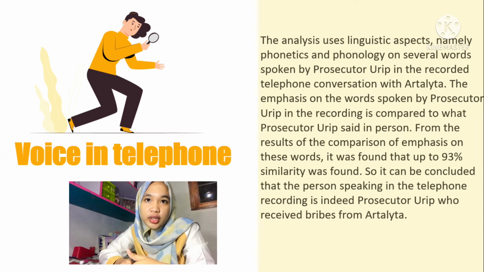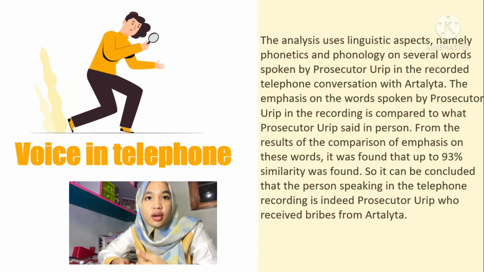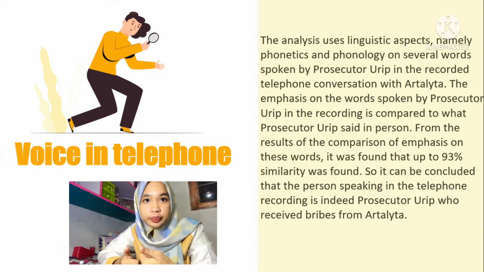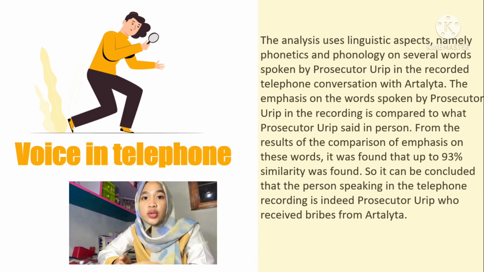Voice in telephone. The analysis uses linguistic aspects, namely phonetics and phonology, on several words spoken by prosecutor Urip in the recorded telephone conversation with Artalyta. The emphasis of the words spoken by prosecutor Urip in the recording is compared to what prosecutor Urip said in person. From the result of the comparison of emphasis on these words, it was found that up to 90.30% similarity was found. So it can be concluded that the person speaking in the telephone recording is indeed prosecutor Urip, who received bribes from Artalyta.